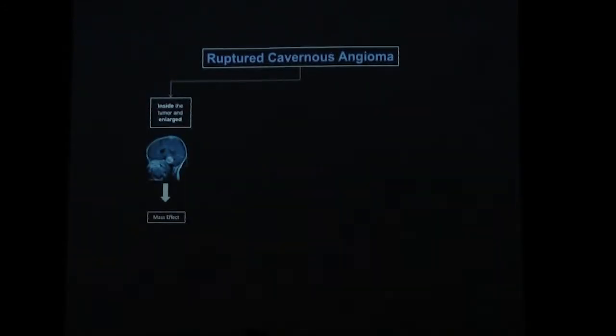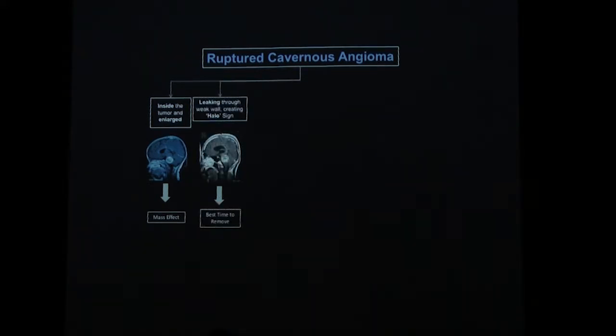So, what you decide depends on what you see in the ruptured cavernous angioma. Sometimes the bleeding is inside the capsule. So, the patient gets an immediate enlargement of the lesion. Then the patient comes to us with sometimes sudden hemiplegia, whatever. You see, this is inside the capsule. And this has caused a mass effect to our patient.